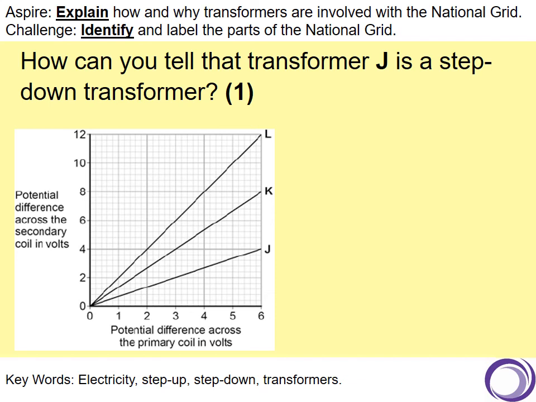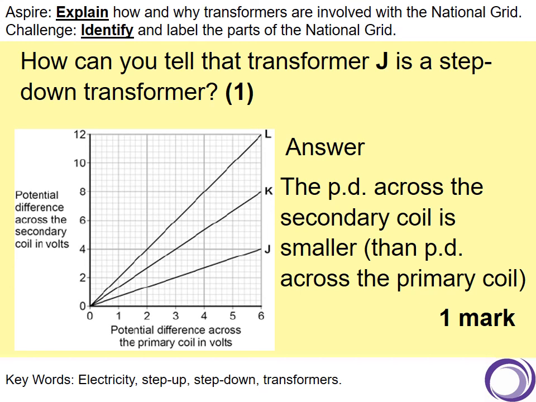If we look at K, we can see that we've got 6 volts in the primary coil, and we've got 8 volts in the secondary coil. Once again, it's a step-up transformer. The voltage is increasing from the primary to the secondary coil. And then finally, J. We can see that there's 6 volts in the primary coil and only 4 volts in the secondary coil. Therefore, there's less voltage in the secondary coil, which would mean that J is a step-down transformer. And there's the answer. The potential difference across the secondary coil is smaller than the potential difference across the primary coil.